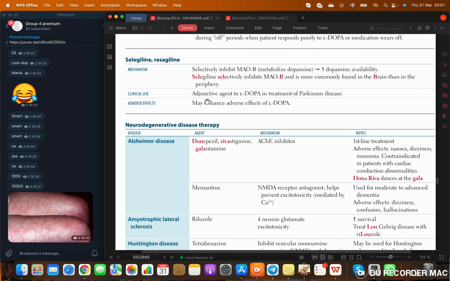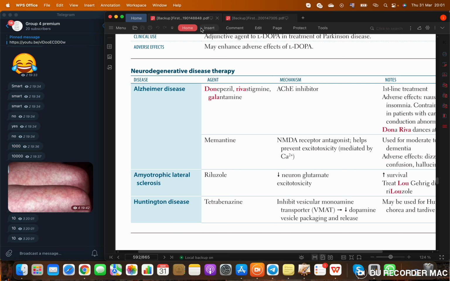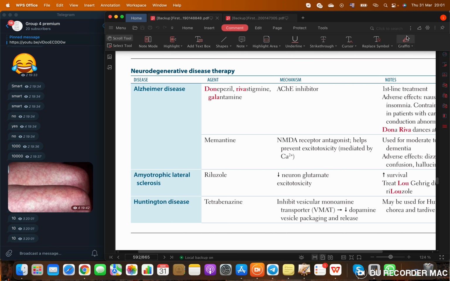Okay, good. So the next thing is going to be neurodegenerative disease therapy. First of all, we have Alzheimer's disease. For Alzheimer's disease, you can use donepezil, rivastigmine, and galantamine. After somebody has Alzheimer's disease, how many years does he live approximately, plus or minus? How many years? Nice, it's 10 years. What I want you to know is that this disease is progressive.